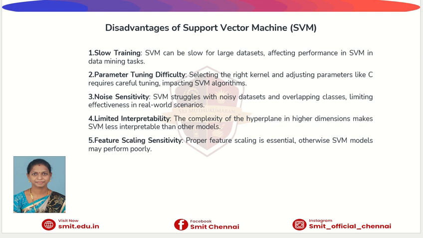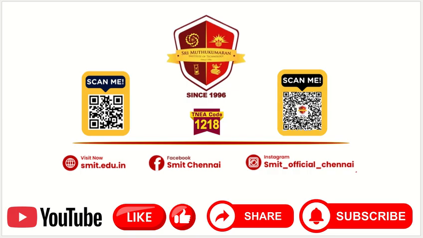Disadvantages of support vector machine. It is mathematically heavy. On a dataset with 10 million rows, it will be much slower than Naive Bayes or decision tree. It's hard for humans to understand why the hyperplane is at a specific angle in 100-dimensional space. If one column has numbers like 0.001 and another has 1 lakh, the SVM will fail. You must normalize your data first. Thank you.